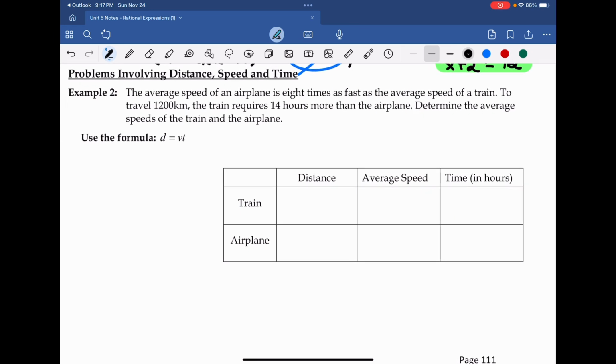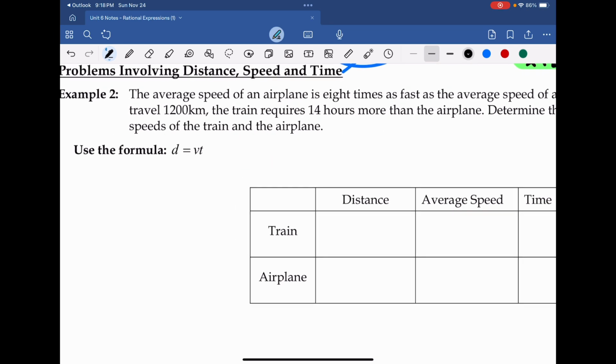The average speed of an airplane is 8 times as fast as the average speed of a train. To travel 1,200 kilometers, the train requires 14 more hours than the airplane. Determine the average speed of the train and the airplane, aka determine what is x and what is the 8x.